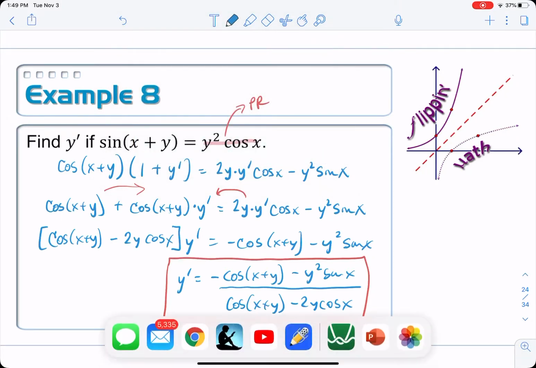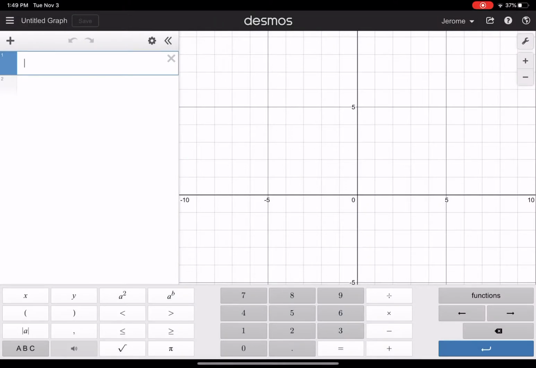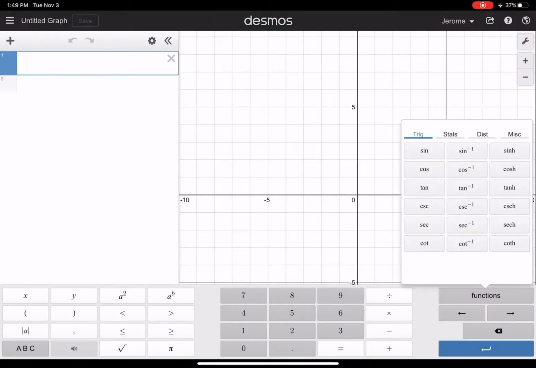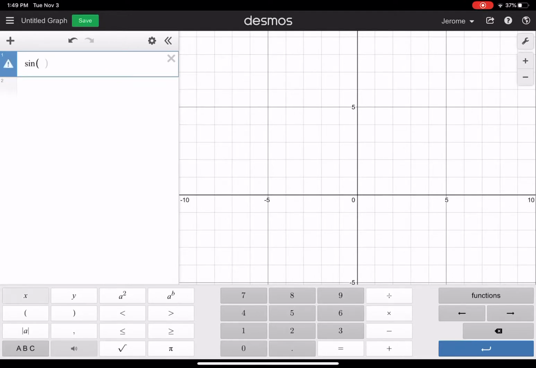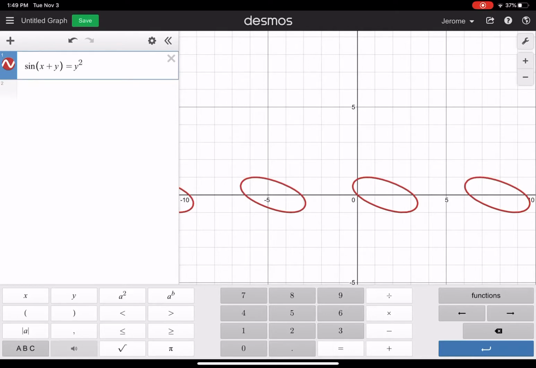Okay, let's pull up Desmos. Sine of x plus y is equal to y squared cosine x. So it was the sine of parentheses x plus y is equal to, and then on this other side we have y squared, and then times cosine x.